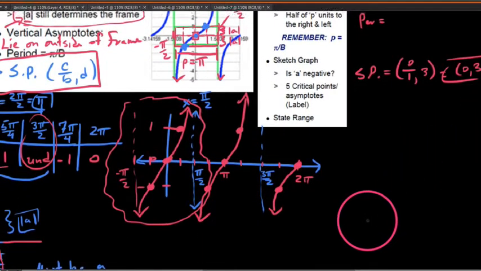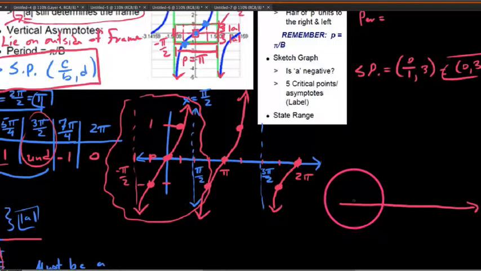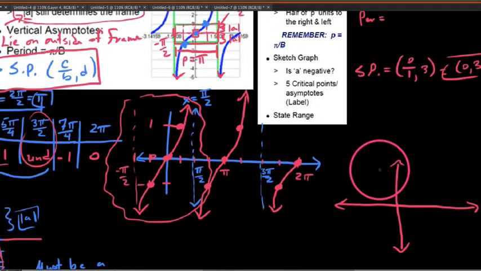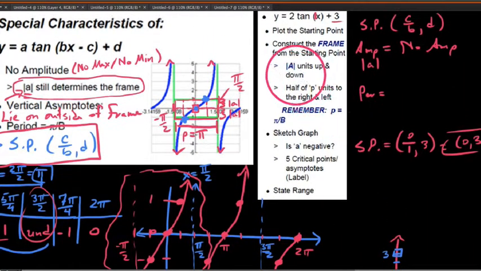So let me go ahead and move out of the way here so we can accommodate this. We're saying that we recognize that our tangent function here is actually going to start at the point 0 comma 3. So going up to 0, 3, 0, 1, 2, 3, here is our starting point right here, and I'm going to indicate that that's at a height of 3. So now with our frame here, the next step is going to be this. Constructing the frame, we're going to find from our starting point the absolute value of a. In this case, our a value is 2. So the absolute value of 2 is 2.